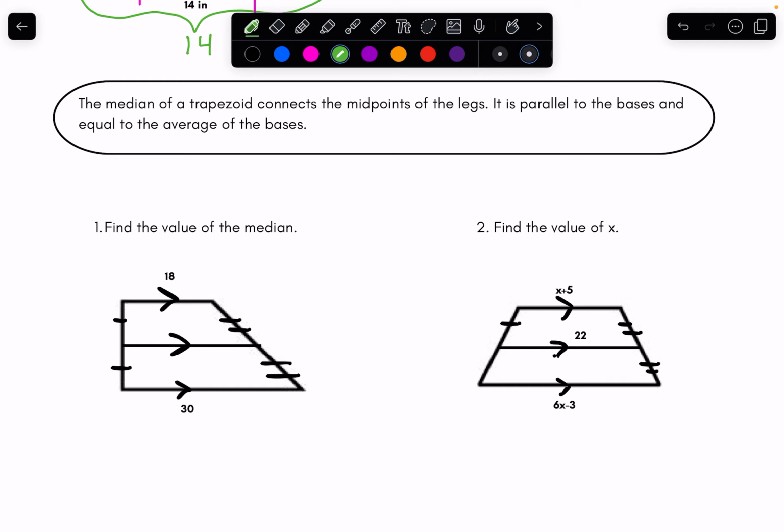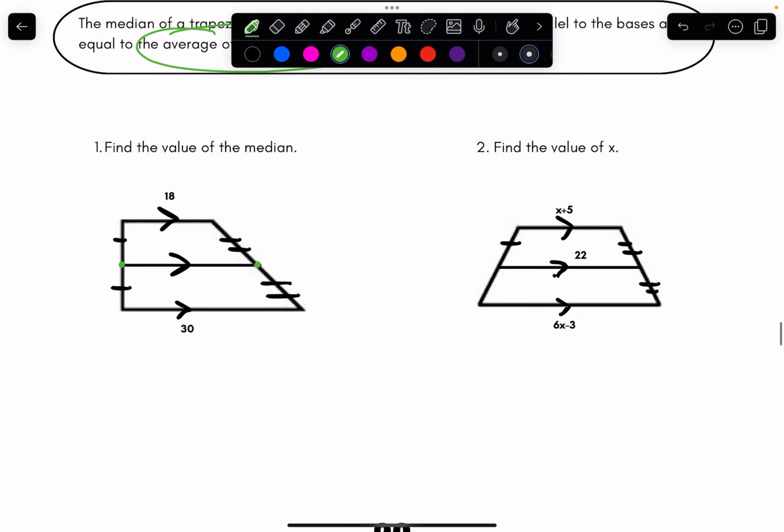Now, additionally, we have something going on with the median. So the median connects the midpoint of the legs. It is parallel to the bases and equal to the average of the bases. So when you do the average, that is when you are adding the two together and then dividing by 2. So in this case, if we want to figure out what the median is, your two bases are 18 plus 30 and then divide by 2. So you have 48 divided by 2, which is 24.